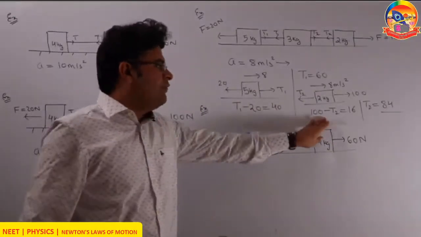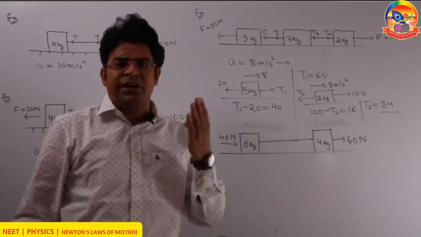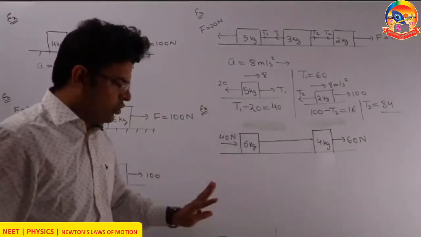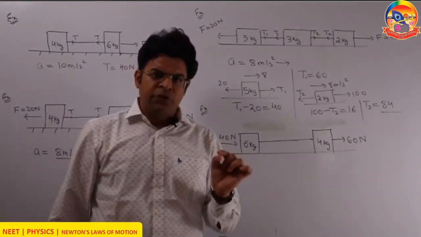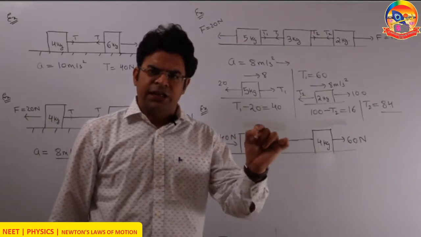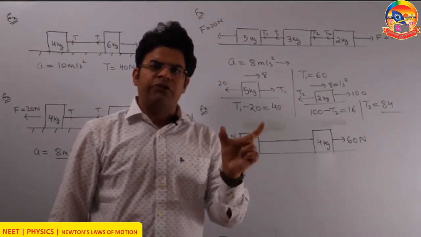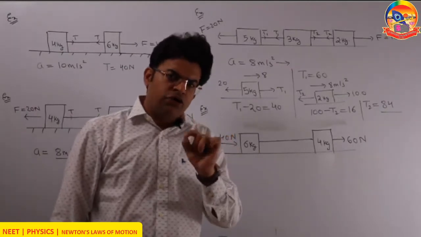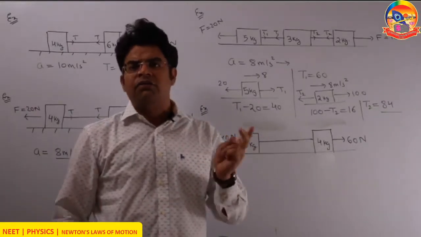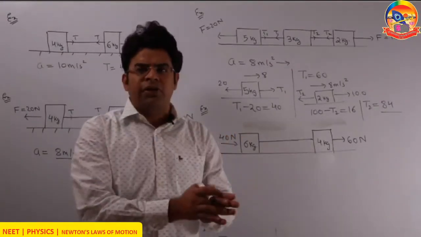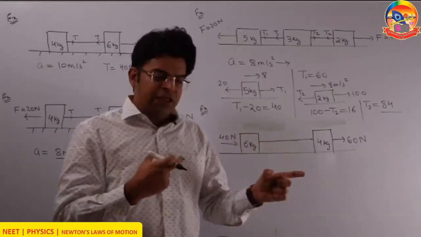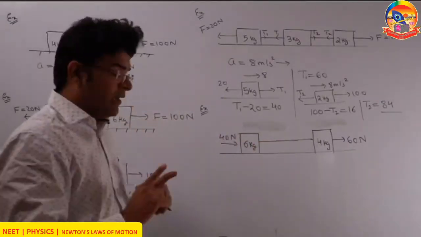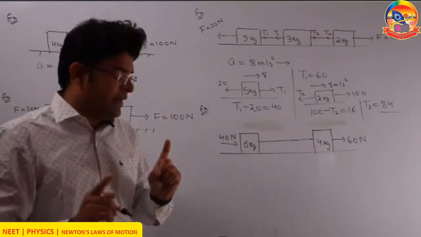But sir, if I can't understand whether the string remains tight or loosens up, what to do? Then beta, simple procedure. Assume that there is some tension in the string. Tension force always has to be pulling in nature. Solve for tension. If the tension comes out to be positive, you have solved it right. If the tension comes out to be negative, it means that the tension is 0. Okay, remember that. But be cautious about what direction you take tension in.